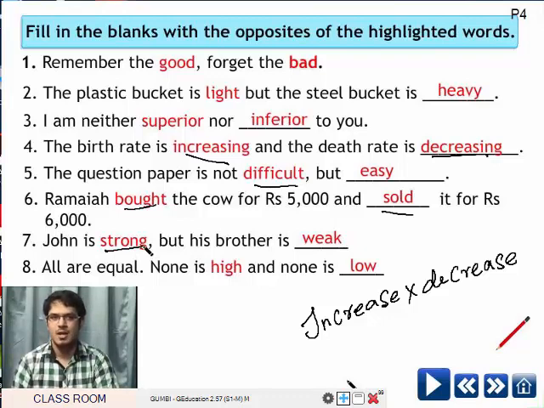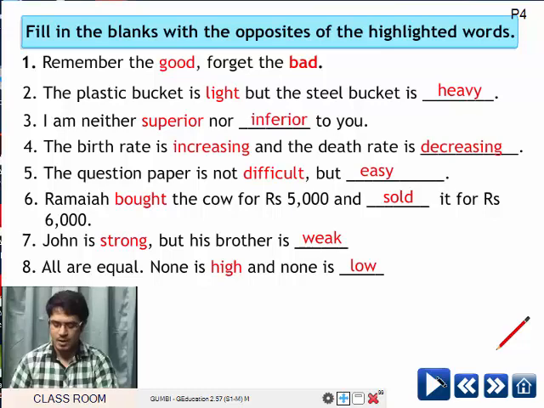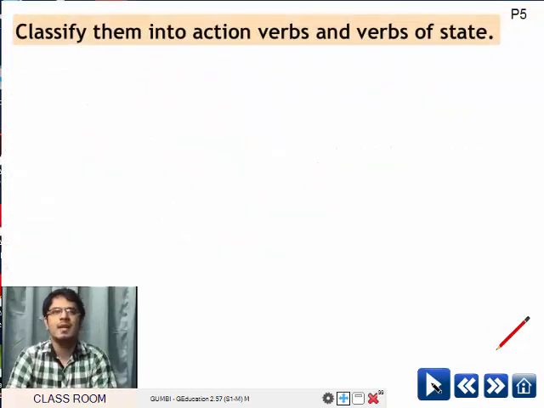Strong, S-T-R-O-N-G, strong. Weak, W-E-A-K, weak. Next, high, H-I-G-H, high. Low, L-O-W, low. High, low. Next, we'll move on to classify the verbs into action verbs and verbs of state.